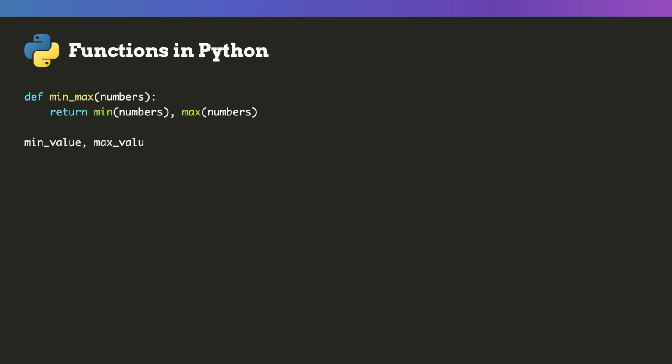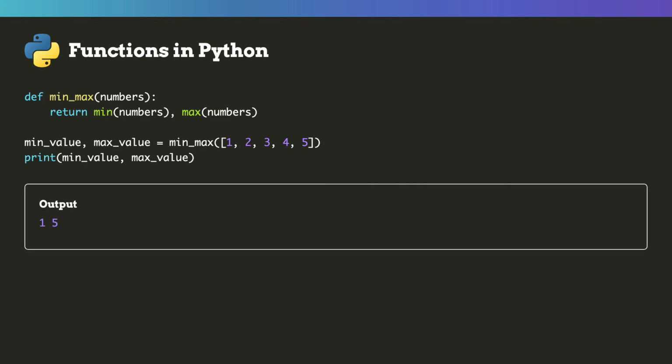Python functions can even return multiple values. This is done by returning the values as a tuple. Here, the min-max function returns both the minimum and maximum values from a list of numbers. The returned tuple is unpacked into the min value and max value variables when the function is called.